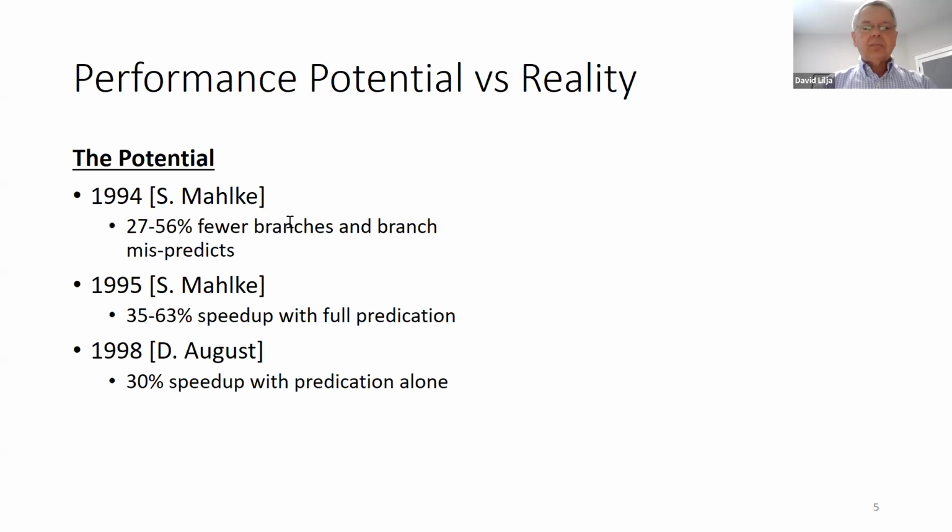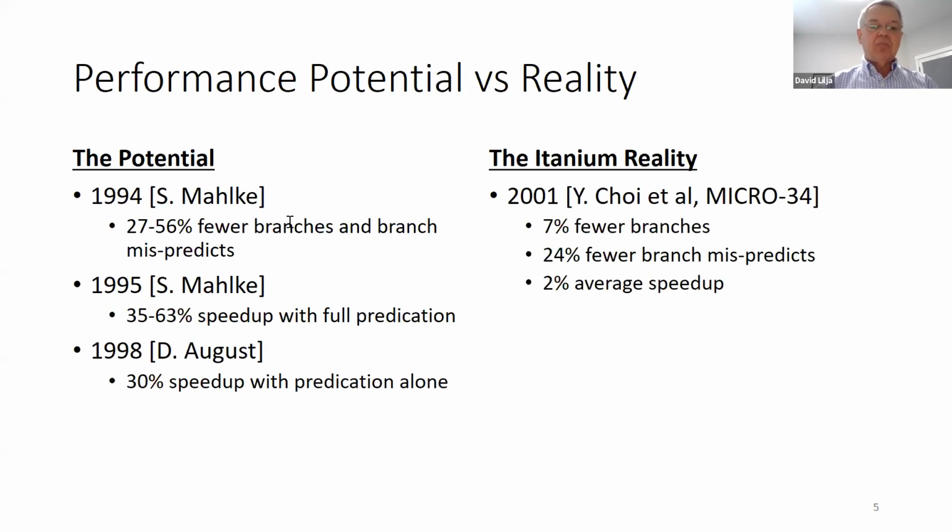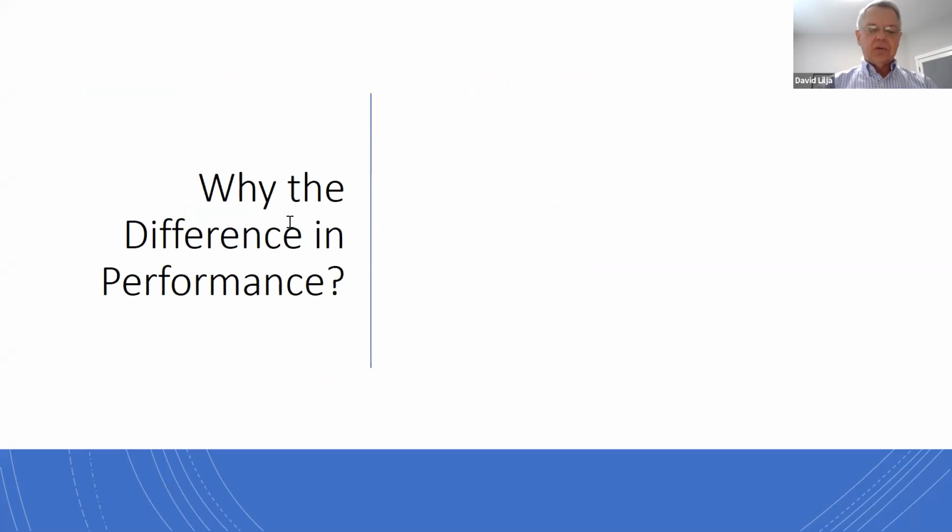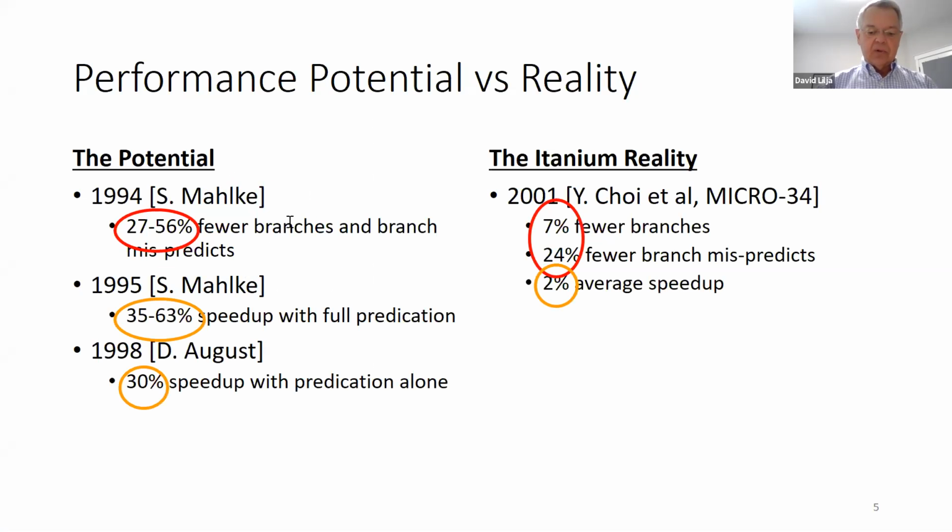In Itanium, they actually built this idea into the processor, wanted to give it a try, and found out that you end up with about 7% fewer branches, maybe 24% fewer branch mispredicts, compared to the potential, which said maybe 27 to 56%. And the speedup that was predicted for predication was in the high double digits, when in fact they got a 2% average speedup. So the question, of course, is what happened? Why was the difference in performance? We had these great expectations and ended up with a 2% average speedup.